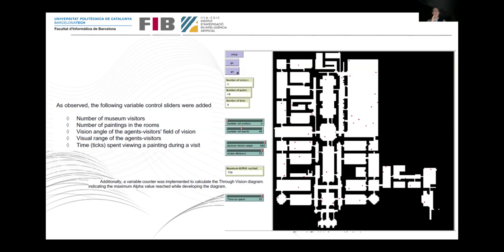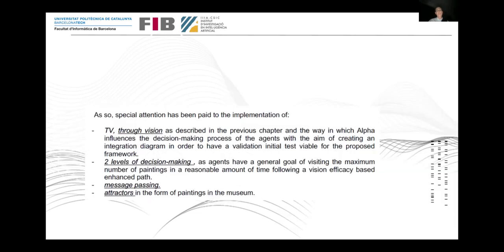And what is calculated there that we can also see is a value that is called alpha. That is basically the through vision diagram value that has been calculated for every patch. So at every round, the maximum alpha, the maximum through value that is reached at that particular plan of that particular building is mapped on the graphical user interface.